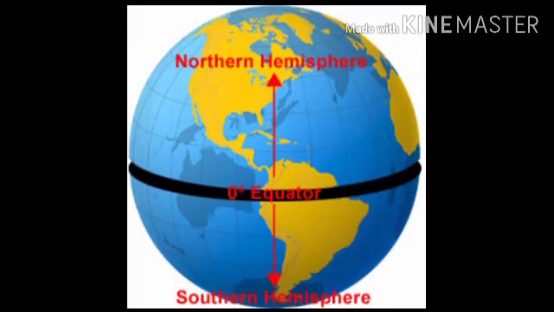Seasons occur only with reference to the northern and southern hemisphere. So in the picture we can see the equator, the northern hemisphere and the southern hemisphere.